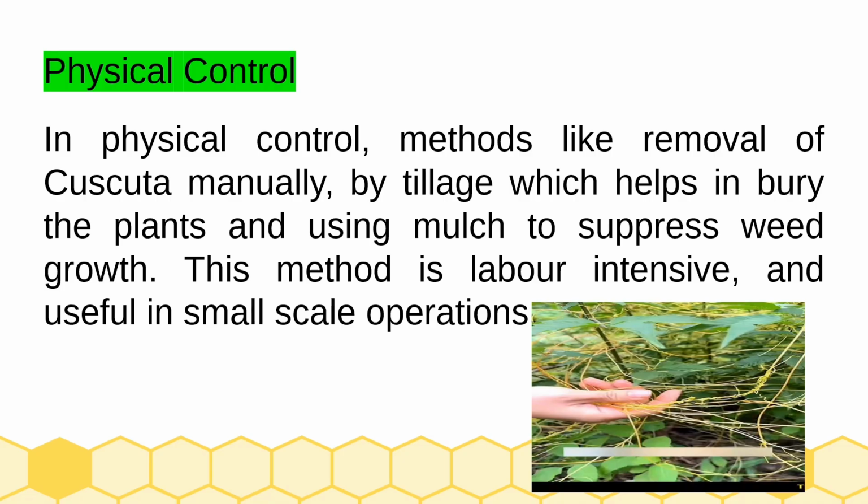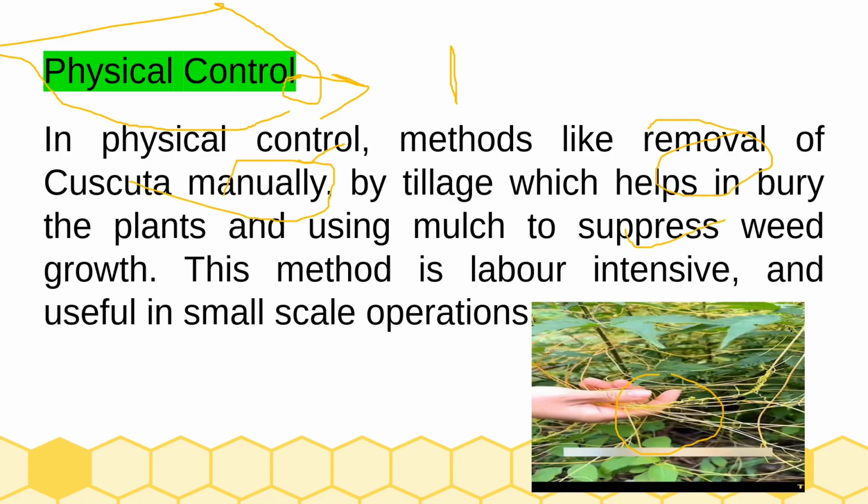So, coming to management of Cuscuta. The first management step is physical control. This is the cheapest method to control Cuscuta, but it is very labor intensive and time consuming. Very simple: in physical control, you remove the weed seeds or Cuscuta manually, either by tillage or by removing it by hand. When Cuscuta is attached to the plant, you remove it manually. It is a very labor intensive process.